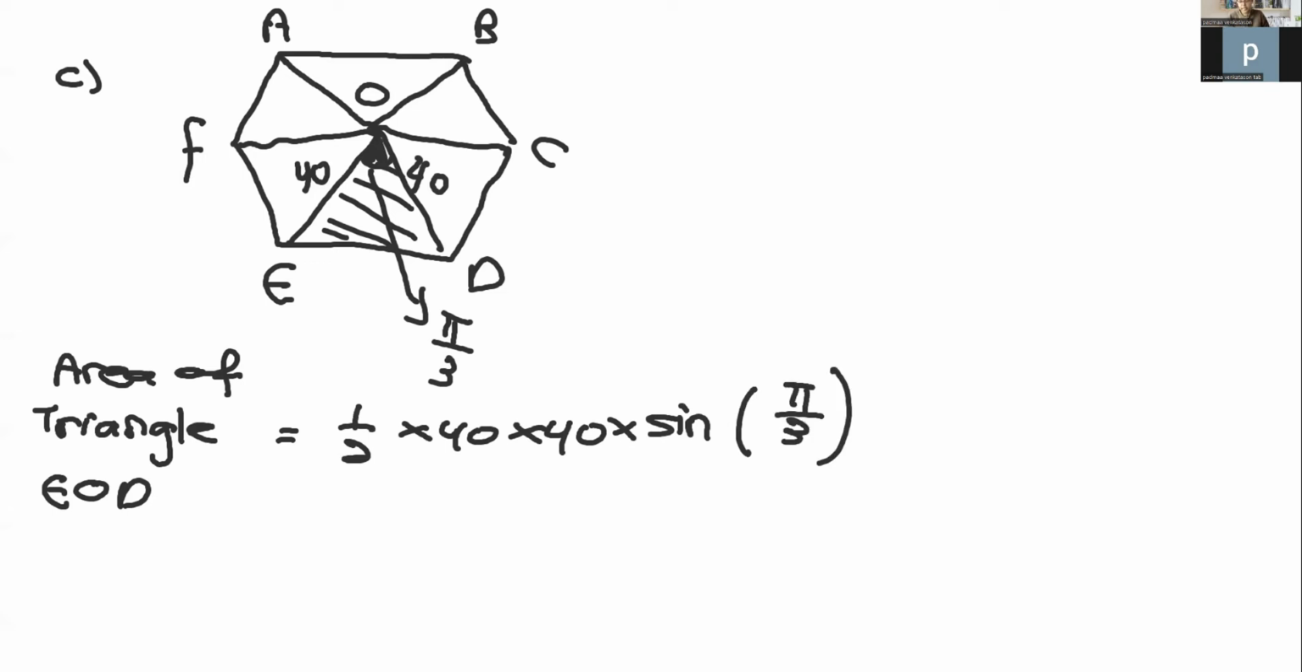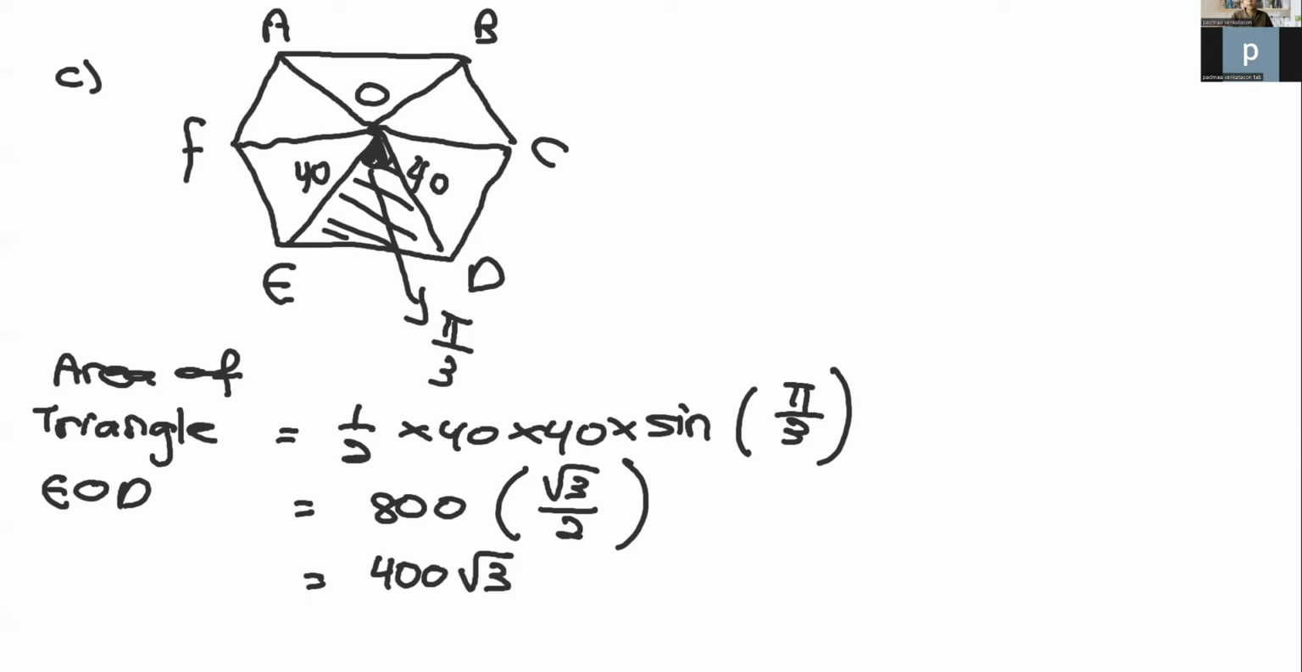So here, if you were to press the calculator, you get 800 root 3 over 2. Okay, you get this as your answer. And later on, when you simplify, you can leave it as 400 root 3. Now, we are not going to press the calculator and convert them into decimal places because the question has requested us to keep our answers in terms of root 3. So we're going to leave it as such.